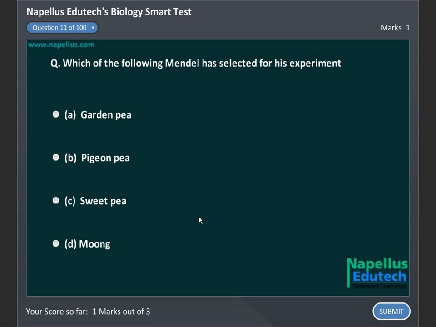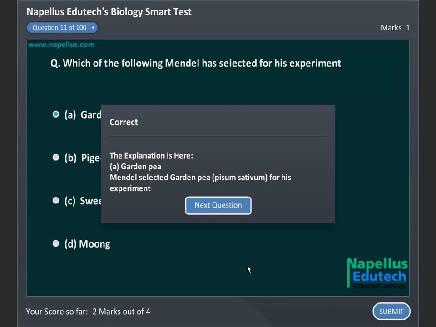Which of the following Mendel has selected for his experiment? A. Garden pea, B. Pigeon pea, C. Sweet pea, D. Moong. Correct answer is A. Garden pea.